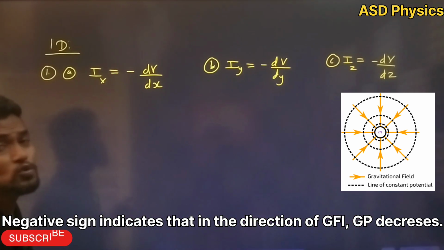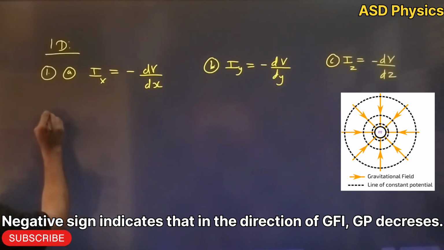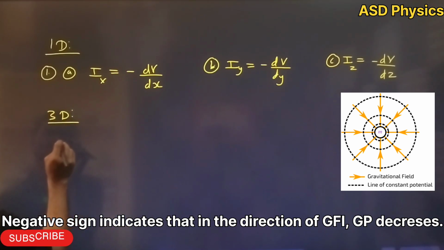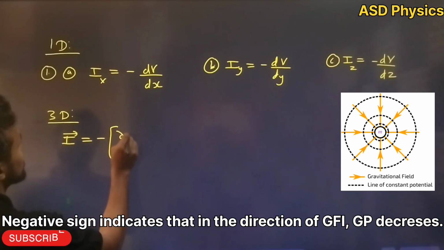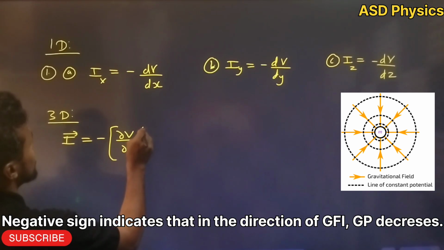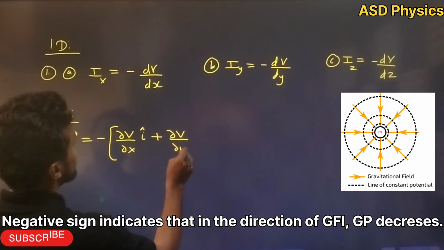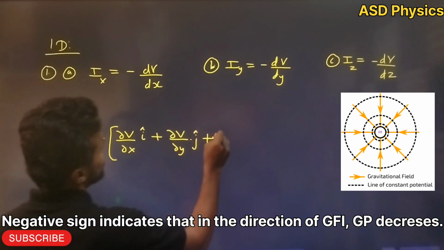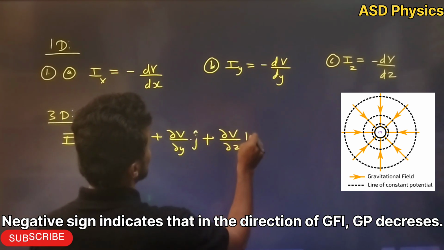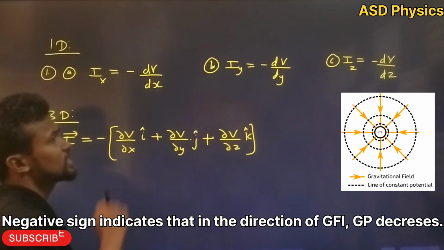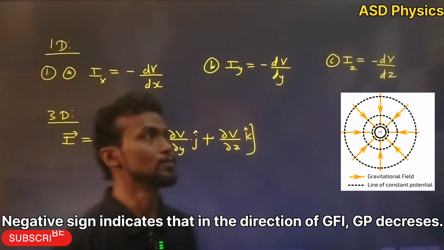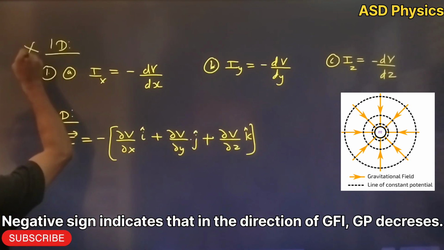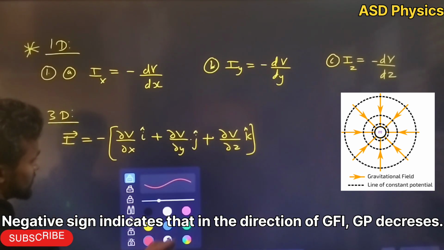Similarly, if I want to write this equation in 3 dimensions, let me write here. See, this vector I is equal to minus del V by del x i cap plus del V by del y j cap plus del V by del z k cap. Both these formulas we have to use whenever in the question V is given and we have to calculate the I. After that, this is one thing. Next one, students, see here please.